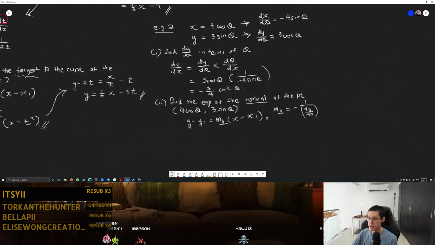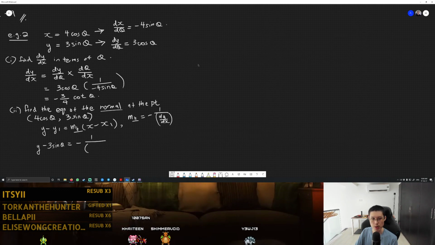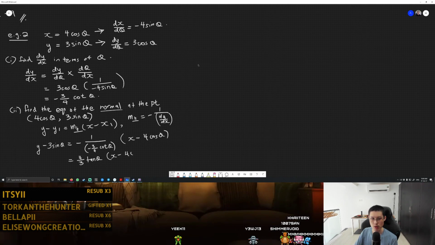Okay. So let me just move that down here a bit. So putting in our coordinates, we get 3 sine theta here. And this is going to be negative 1 over bracket negative 3 over 4 cotangent theta, and then x minus 4 cos theta. Simplifying this, we get 4 over 3 tangent theta, and then x minus 4 cos theta. And there you go. That's your equation of the normal.